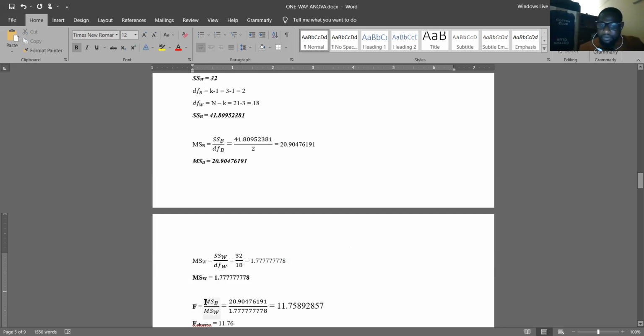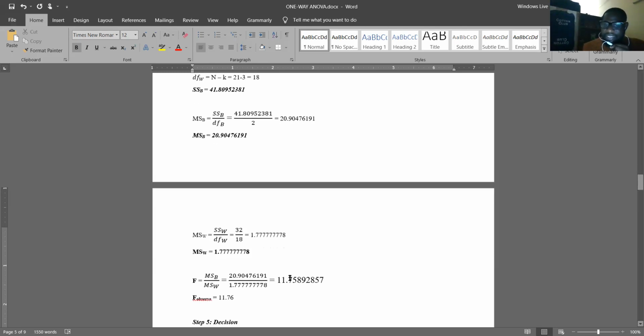So F is equal to mean square for between over mean square for within. Currently, we know the values. We know mean square for between to be 20.904761 over our mean square for within value, which is 1.7777 and so on, 8. And when you calculate this, you're supposed to get this value, 11.75892857.